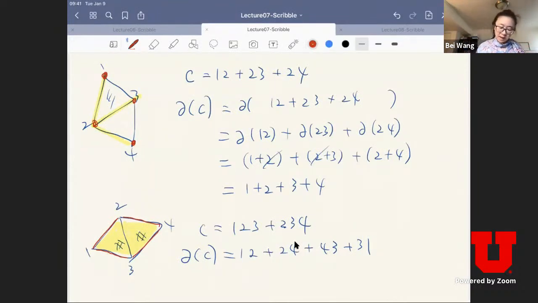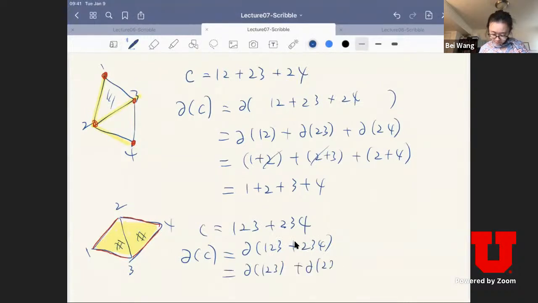All right. But how does this happen from an algebraic operation? Let me do it step by step. I take the boundary of 1,2,3 plus 2,3,4. This is the boundary of 1,2,3 plus the boundary of 2,3,4. The boundary of 1,2,3 is the edges 1,2 plus 2,3 plus 1,3. The boundary of 2,3,4 is 2,3 plus 3,4 plus 2,4. And because the edge 2,3 showed up twice, they canceled out, and that's what you get.